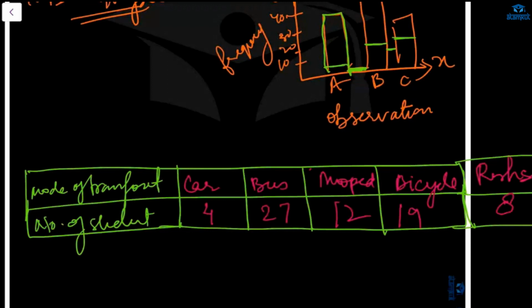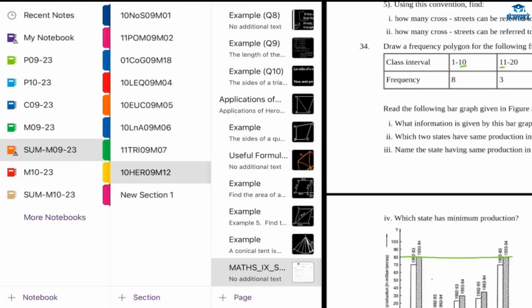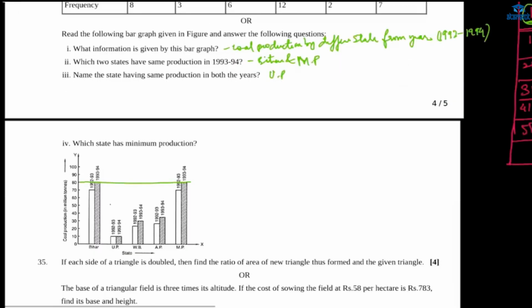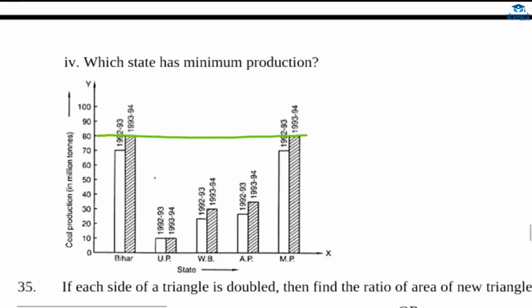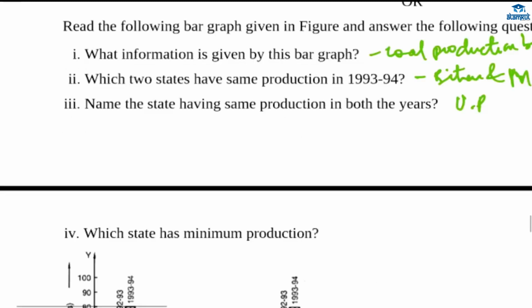Yesterday we were having a question. Now, you see here this question: read the following bar graph given in the figure and answer the questions. You can see a bar graph is there. You have to study this bar graph and understand what is given here. Based on this graph, you will have some questions to solve. Different types of questions can be there, so these types of questions you can also get in your examination.